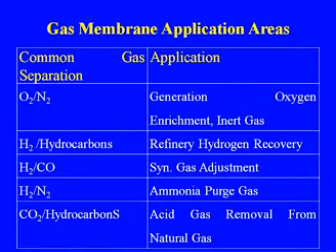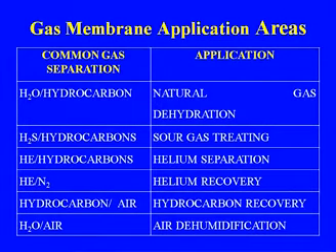Another is H2 hydrocarbon natural gas dehydration, because the presence of moisture creates a lot of problems in the case of natural gas, and that has to be removed. So this process can be used. H2S hydrocarbon for sour gas treating, meaning the treating of sour gases, we can use the membrane process. Helium hydrocarbons, helium separation, helium nitrogen, helium recovery, hydrocarbon air, hydrocarbon recovery, hydrogen air for air dehumidification.